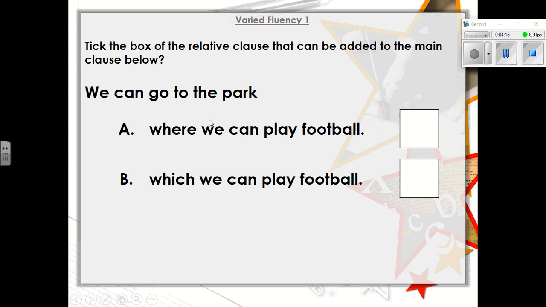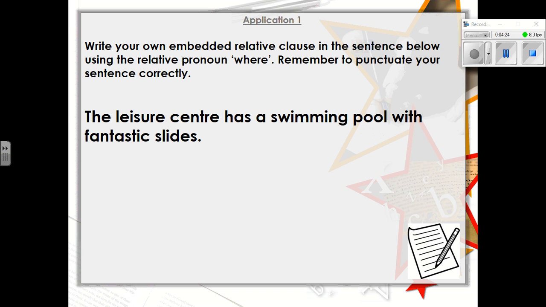We can go to the part where we can play football, or we can go to the part which we can play football. Okay, of course the answer is where we can play football. So now I want you to write your own embedded relative clause in the sentence below using the relative pronoun where. Remember to punctuate your sentence correctly.